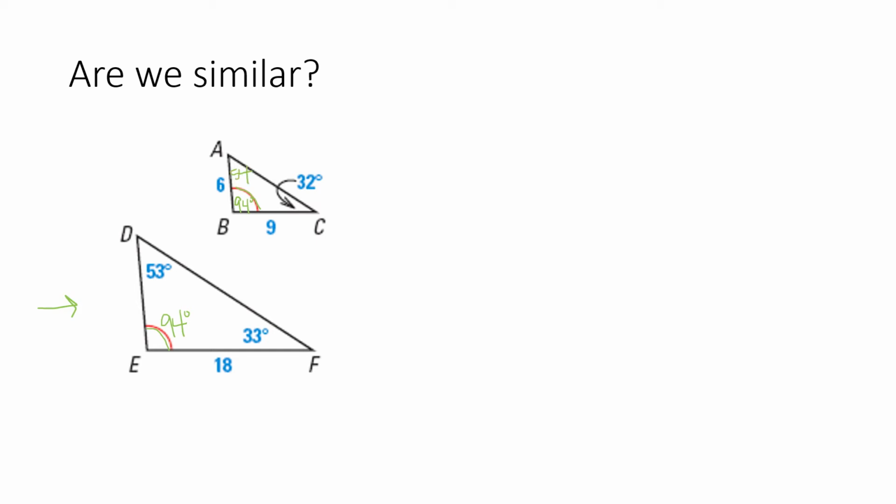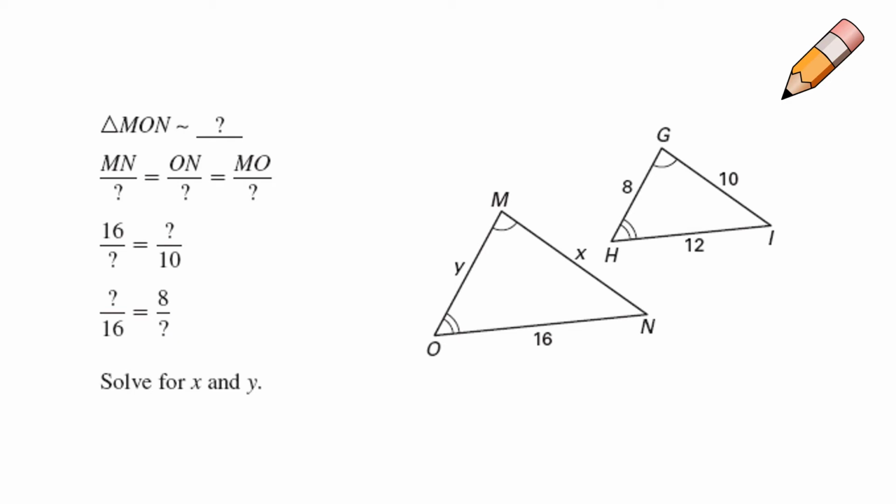So when I look at these two triangles, do we have similar triangles? I have one set of congruent angles, but no other sets of congruent angles. So I think it's fair to say that these two are not similar because I can't prove that two angles are congruent. All right, so in this next slide, we need to determine that they are similar.